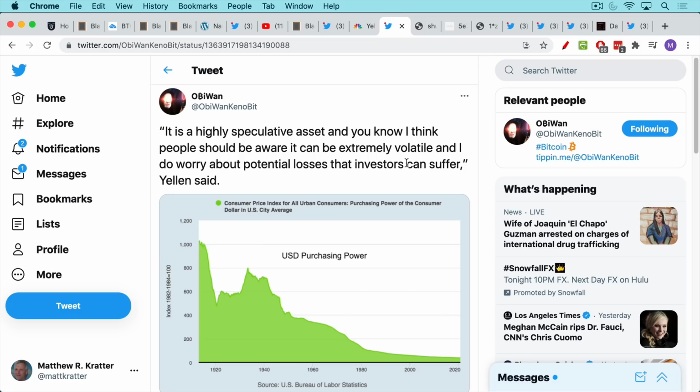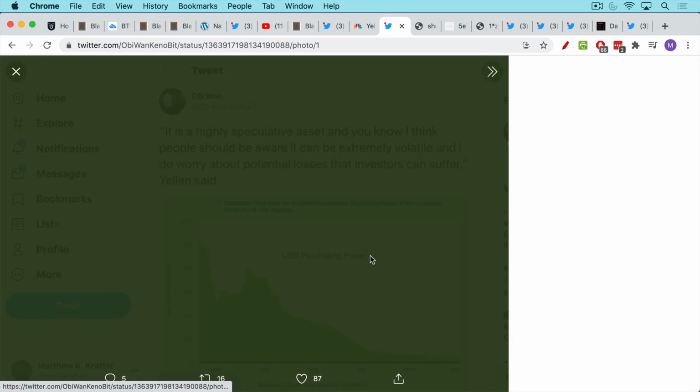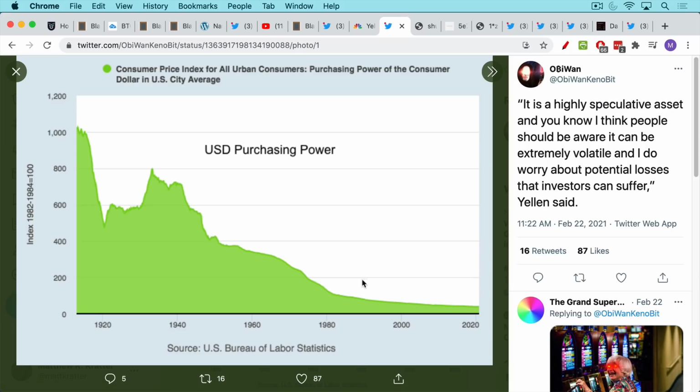And when she says it's a highly speculative asset, here's the quote: "It's a highly speculative asset. And you know, I think people should be aware that can be extremely volatile. And I do worry about potential losses that investors can suffer." This is a chart of purchasing power. This, I would say, somewhat understates the loss of purchasing power. Nevertheless, you can see that if you just held a dollar, what it bought you in real world terms has gone down over time.